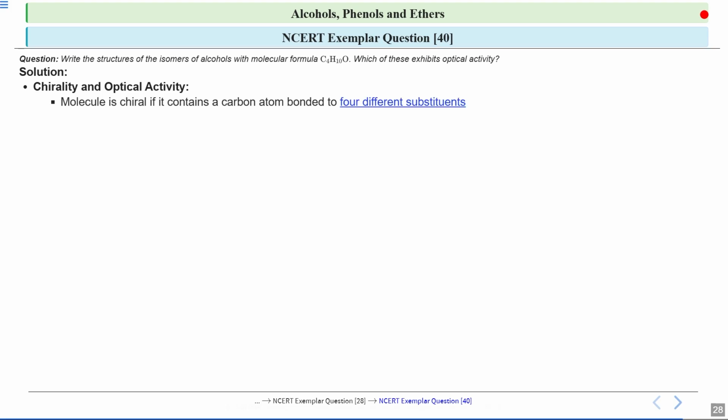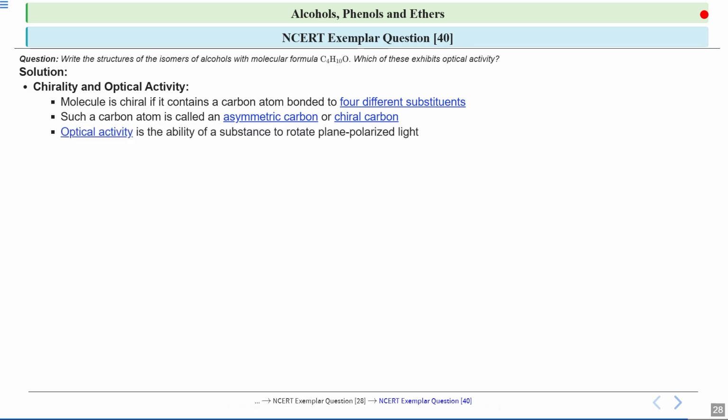A molecule is chiral if it contains a carbon atom that is bonded to 4 different substituents. That is, the 4 substituents to which a carbon atom is bonded should be different. So presence of 4 distinct groups around a carbon atom is the key to its chirality. Such a carbon is called an asymmetric carbon or a chiral carbon.